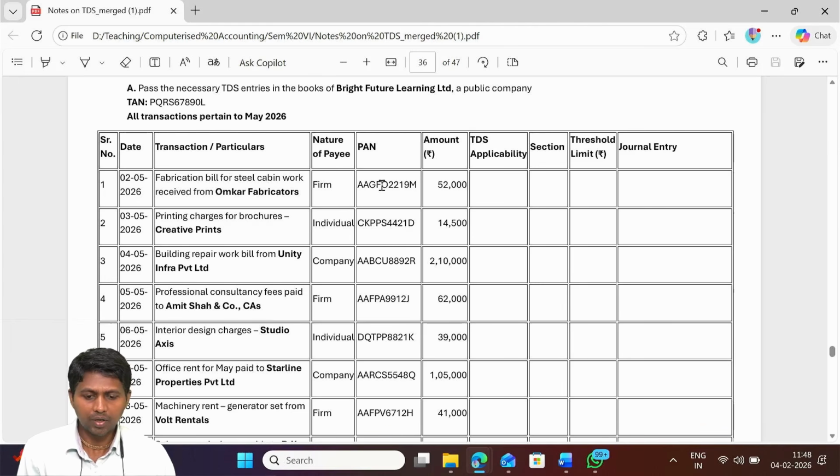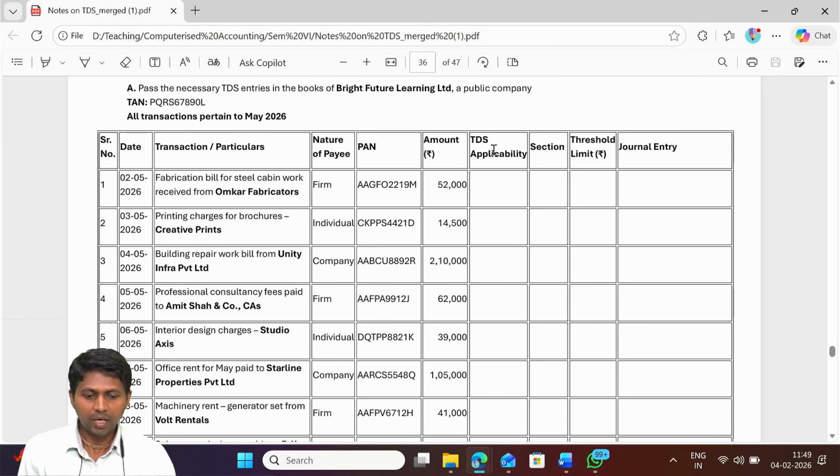Take the example of 194C. In that, for individual and HUF, the rate is different from other assessees. For them it is 1%, and for all other assessees other than individual and HUF, you will find 2%. That means at that time you must know or be able to figure out the nature of the person. Then you will get the amount of the transaction. That means the amount must be given, and that is what they have given here.